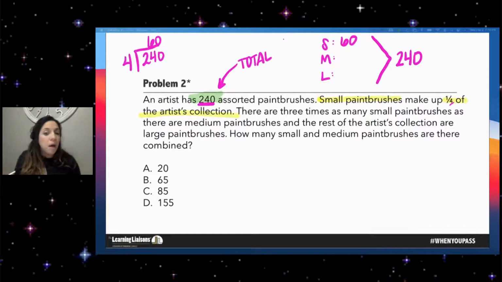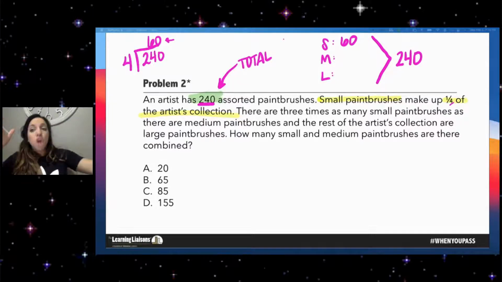Now, if it said small paintbrushes make up 3/4 of the artist's collection, to be quite frank, I would have divided by 4 still, and then multiplied that number by 3, because I have 3 of those. I have 3/4, but that's beside the point. Small paintbrushes make up 1/4 of the artist's collection. Then we find out a key piece of information, which is where most of us are going to start checking out, because this is a really long problem.